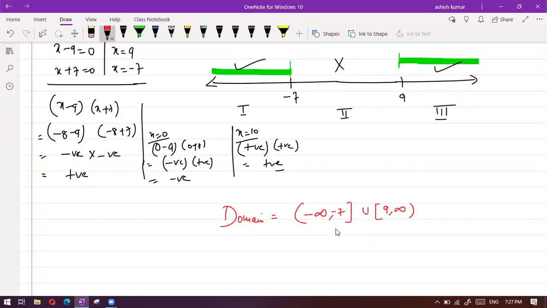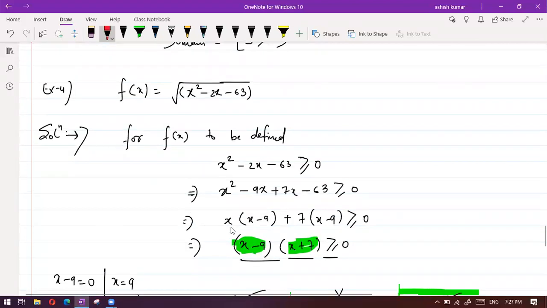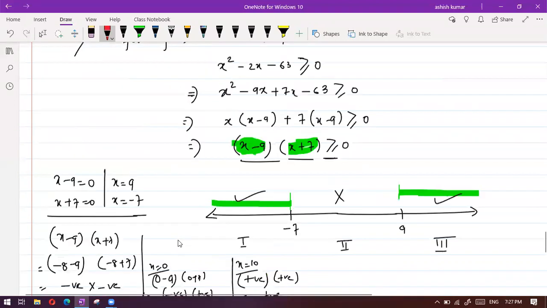Yes, sir. Very simple actually. The only thing is they will complicate it with some more number of terms and little bit more difficult equations. Other than that, the concept is very simple. We just have to find the values of x where f(x) will be defined. That will be the domain. I hope it is clear to everyone.